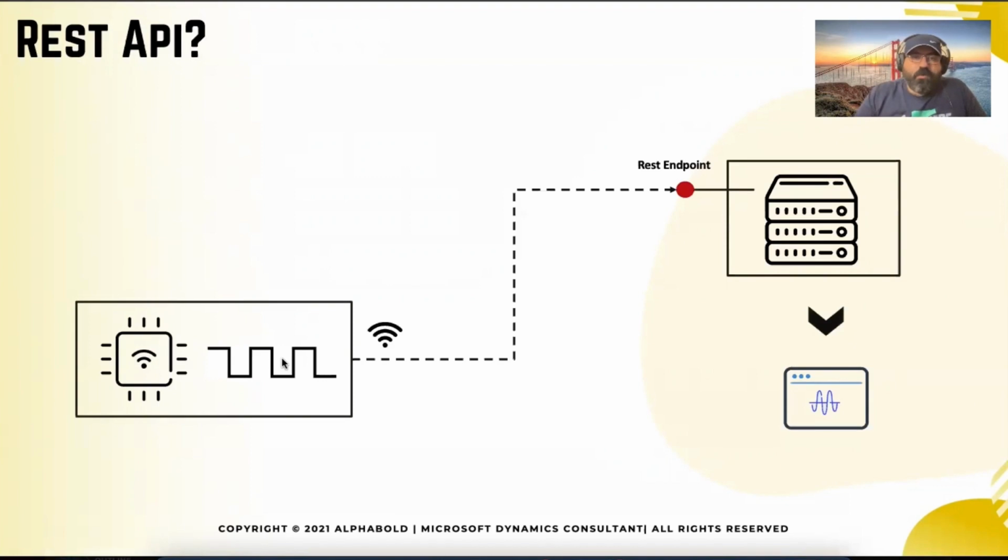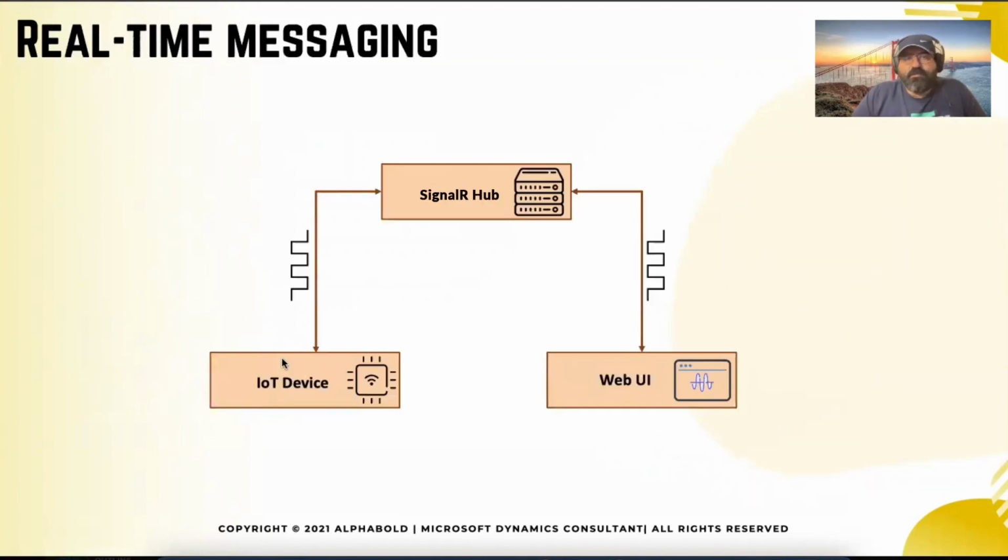Okay, so let's discuss this messaging architecture a little further here in this slide. So we have an IoT device. By the way, during the course of this implementation, we are going to be simulating the IoT device using a node.js client. Anyhow, so the IoT device is connected up to a SignalR hub.